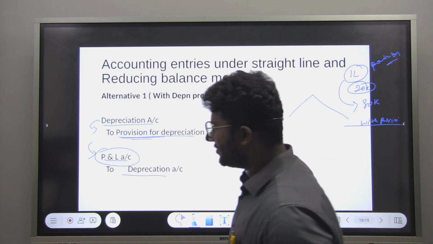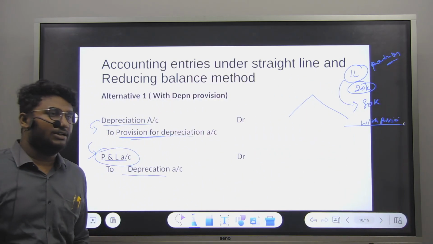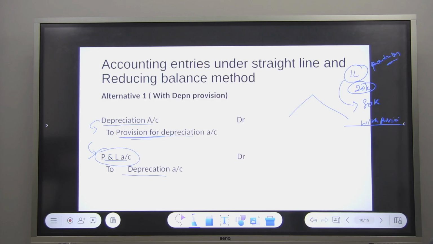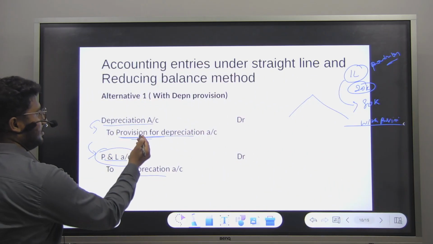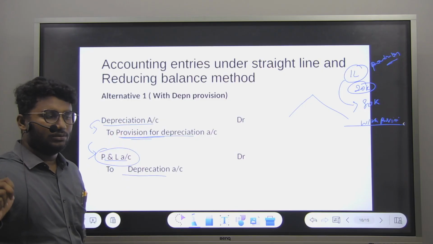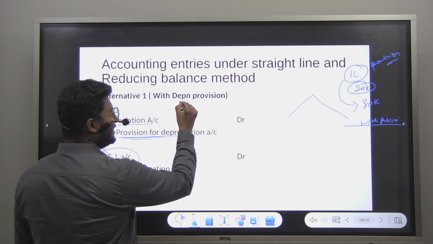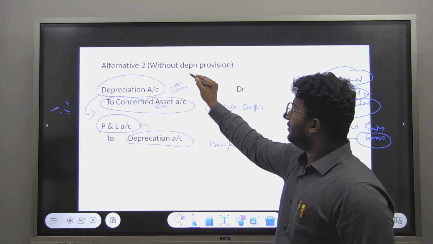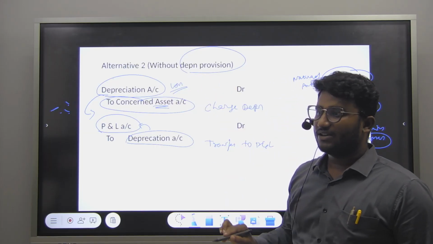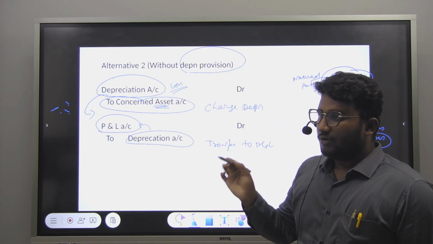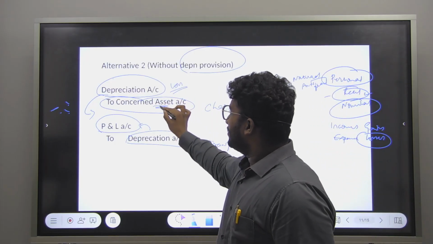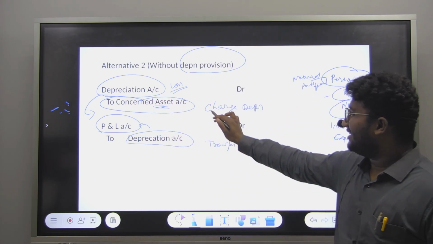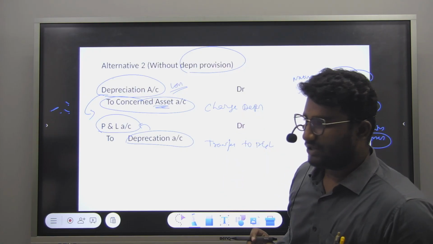Okay. So yesterday we have done the journal entries, no? Journal entry for charging the depreciation. We do it under two methods. When provision is created, depreciation provision is created. When it is not created, without any depreciation provision. So if there is no depreciation provision, we will directly charge the depreciation to concerned asset. So the entry would be depreciation account debit to concerned asset account with the amount of depreciation.